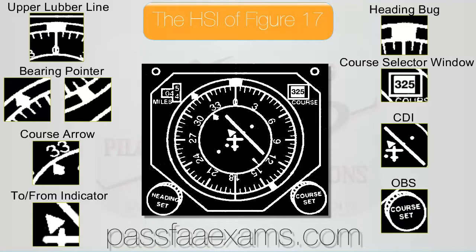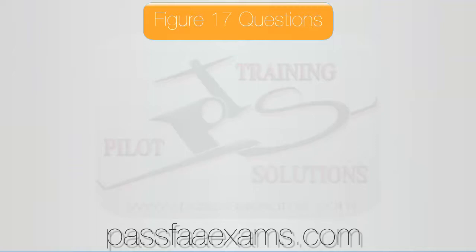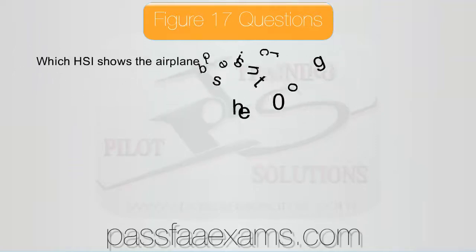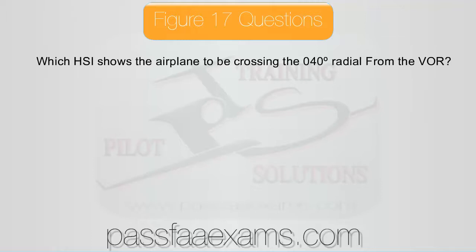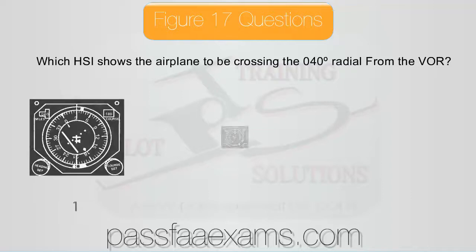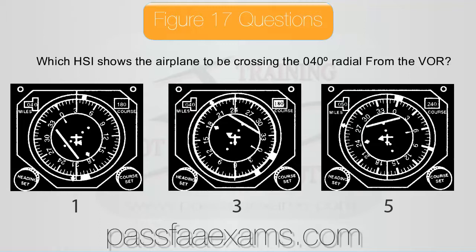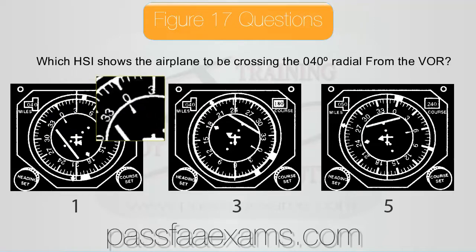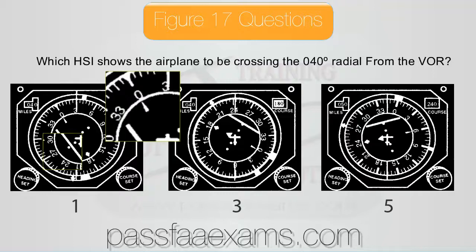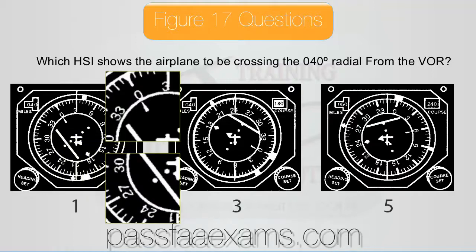For this, let me give you an example. This question here asks which of the following HSI indications shows the aircraft crossing the 040 radial from the VOR, and asks you to pick between HSI number 1, number 3, or number 5. Without knowing the function of the outside needle, it would take considerable time to see that HSI 1 is the correct answer, as we would notice that we have selected the 360 radial from the OBS, and that the CDI is deflected towards the west, meaning we're east of it, and that could probably be the correct answer.